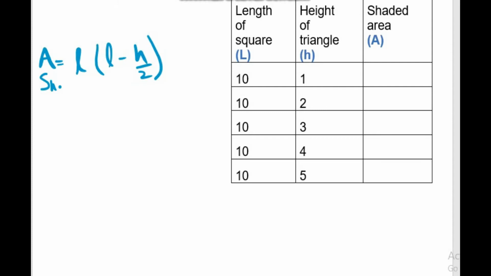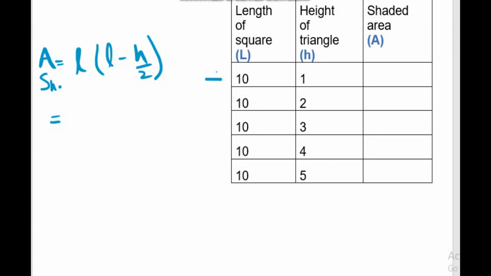As we decided earlier, we're going to give the length of the square a fixed value, 10. You could have used any other value, but the relationship that we have to develop is between the height of the triangle and the shaded area. Height of the triangle can be given random values, so I'm choosing from 1 till 5. And the shaded area, let's calculate the shaded area.